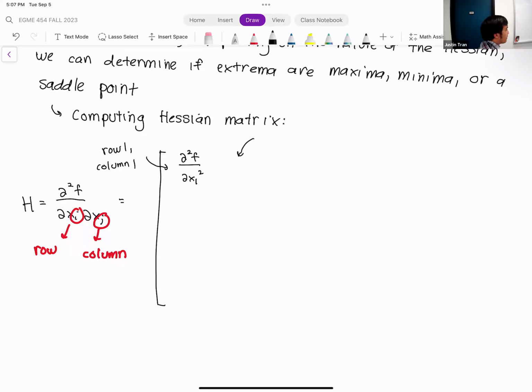Let's go one entry to the right. And so if we go one entry to the right, we're in row 1, okay, we're still in the first row of the matrix, but we moved on to column 2. Okay, so this is row 1, column 2. So that means i is equal to 1 and j is equal to 2. And so this is going to be partial squared f, partial x1, partial x2. Okay. So we have a cross derivative.